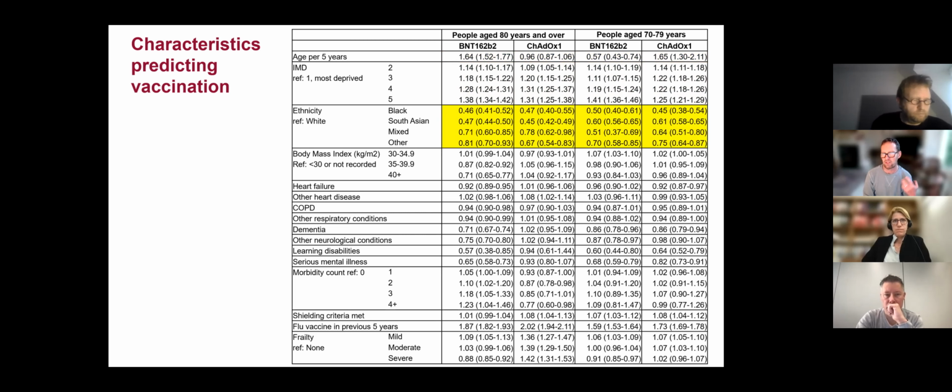People in ethnic minorities were less likely to be vaccinated. People with learning disabilities were in general less likely to be vaccinated, although not with AstraZeneca in the over 80s. And people who previously had a flu vaccine in the previous 5 years were notably more likely to be vaccinated, and so on. So clearly there is baseline confounding.